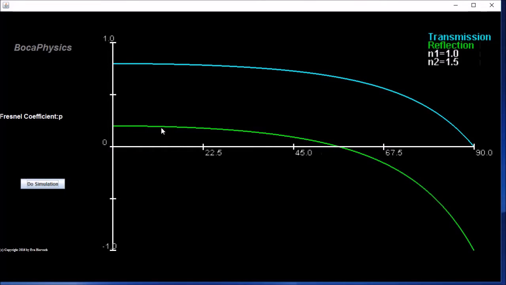Fresnel coefficients for parallel polarization with indices of refraction n1 equal to 1 and n2 equal to 1.5 are plotted. Here light blue represents the coefficient of transmission and green represents the coefficient of reflection. Notice that while the coefficient of transmission is positive over the entire range, the coefficient of reflection takes on both positive and negative values. Remember, there's ambiguity in the Fresnel coefficients, so some authors plot the coefficient of reflection as the negative of what is plotted here. At one special angle of incidence, the coefficient of reflection vanishes. This is Brewster's angle.